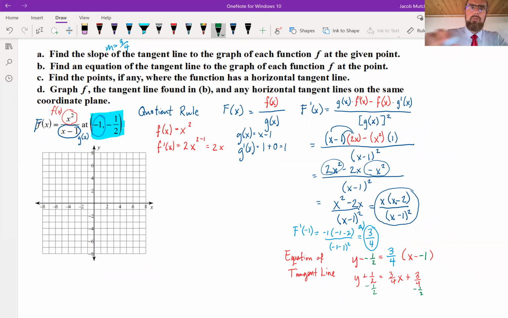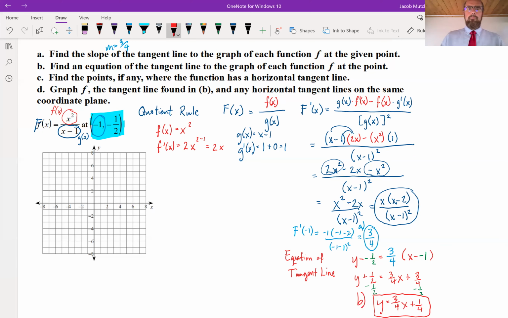So that's going to give me y equals 3/4 x. 3/4 minus 1/2 is 1/4. And that finalizes part B. So part B was asking, what's the equation of the tangent line at that point? So that's y equals 3/4 x plus 1/4.